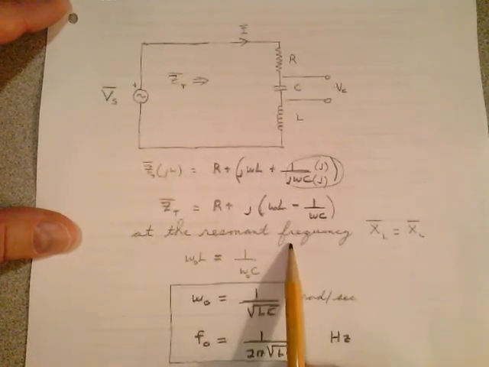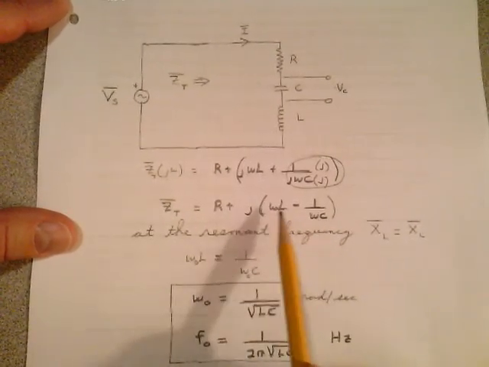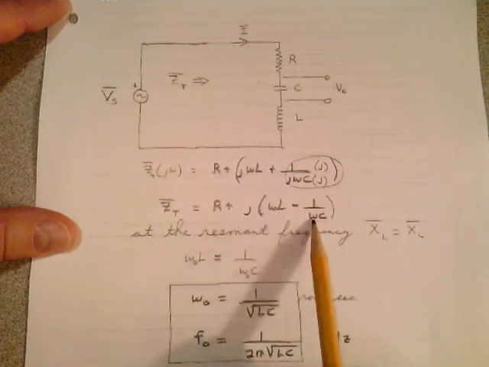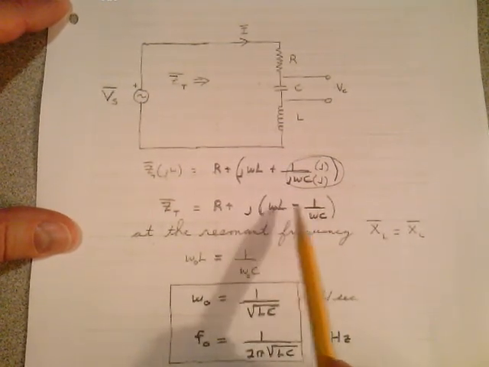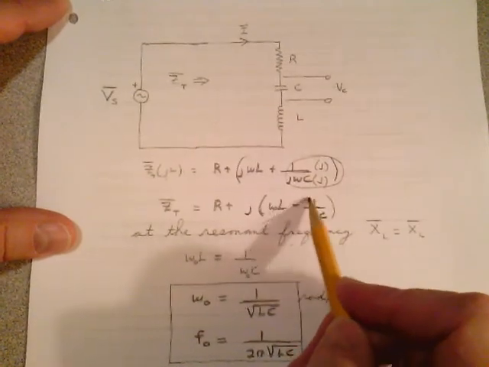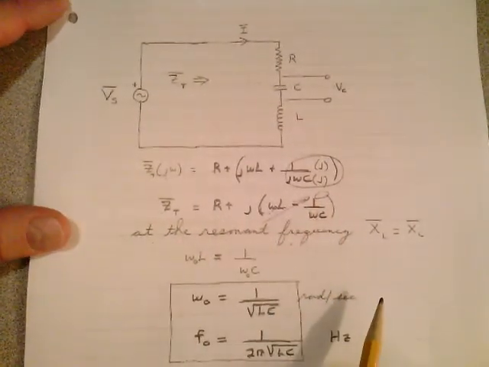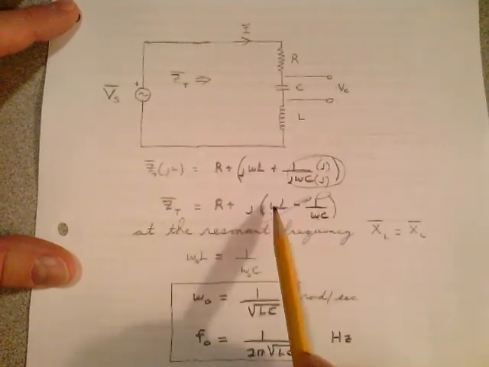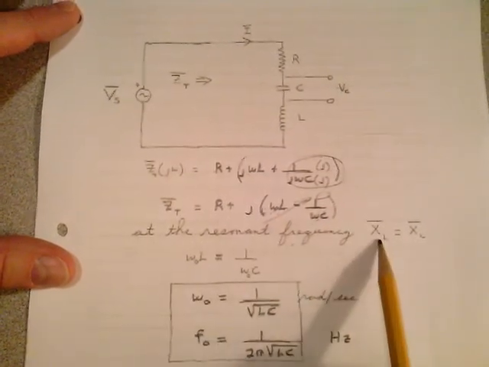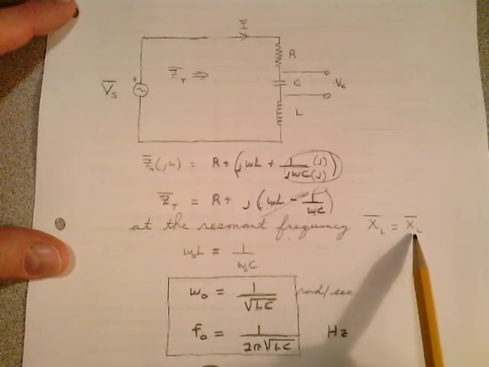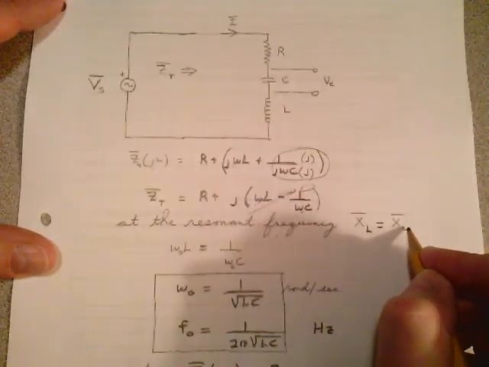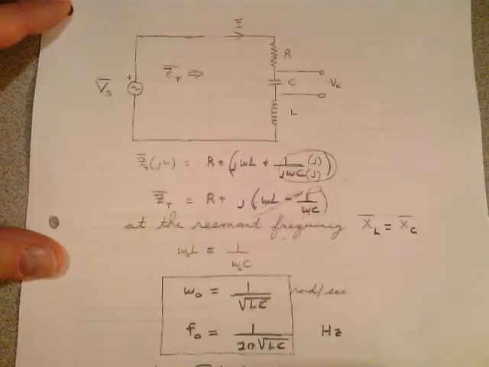At the resonant frequency, these two are equal to one another. So at the resonant frequency, whatever that is, these two are equal to one another. So this whole term becomes 0, and I want you to notice two things happen. First of all, what frequency is it that these two quantities are equal to one another? Well, when x sub l is equal to x sub c. When the inductive reactance is exactly equal to the capacitive reactance.